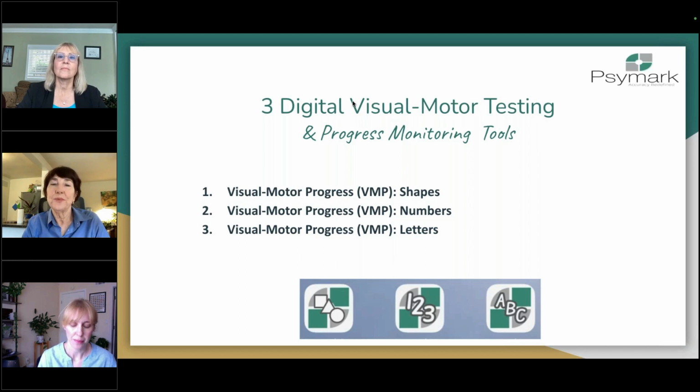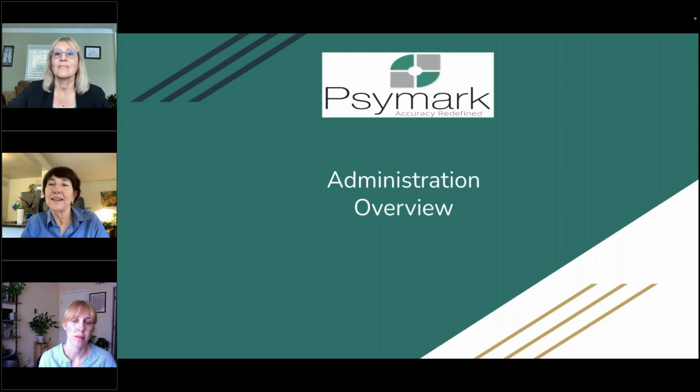So we do have 3 different tests and progress monitoring tools: the visual motor progress shapes, or VMP shapes, VMP numbers, and VMP letters, and we will be discussing all 3 today. And with that, I am going to turn this over to Dana. Thank you so much, Karen.